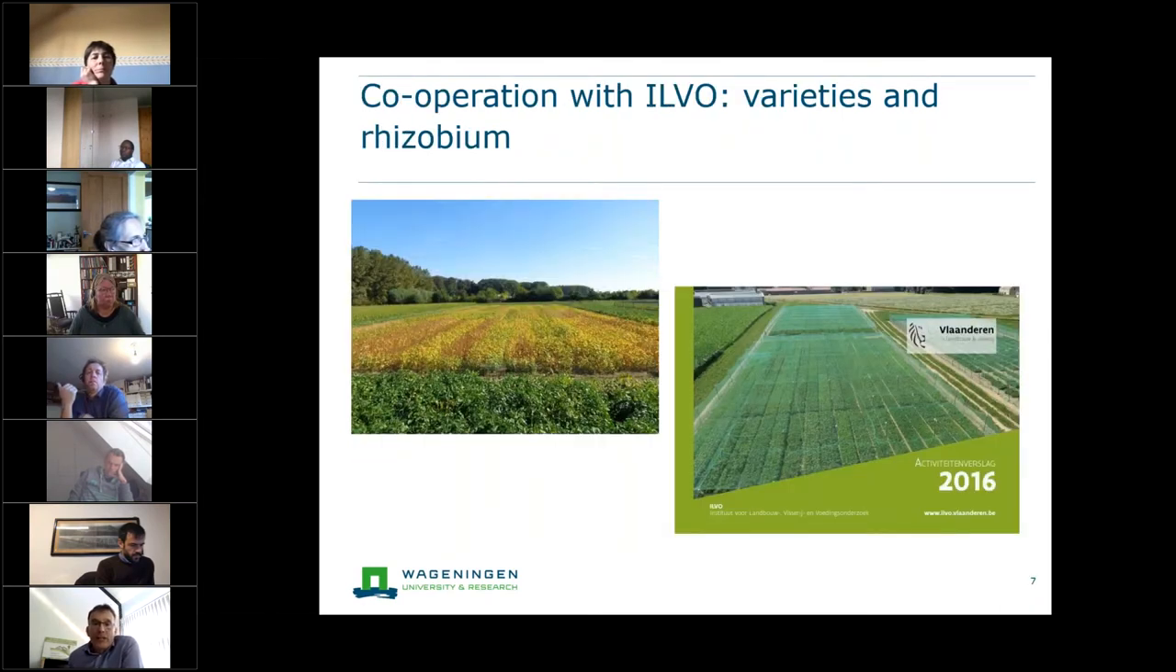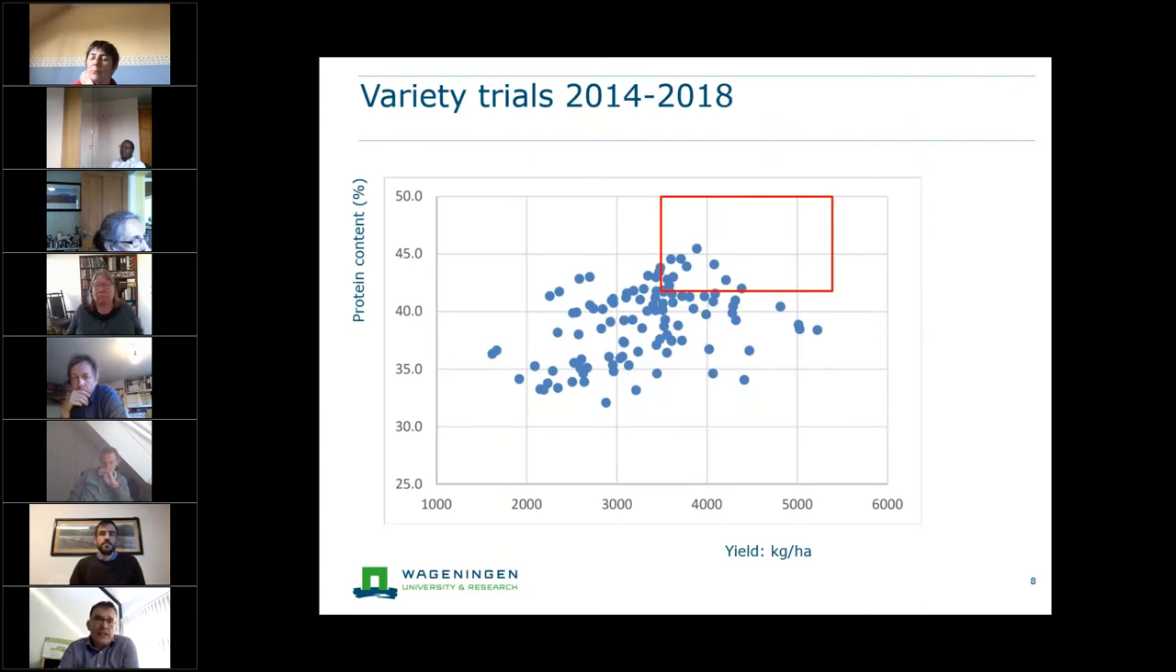As I said, we cooperated with ILVO on varieties and rhizobium research, and that also helped us advance more quickly. Now, these are variety trials from 2014 and 2018. And you see here the protein content in this graph and the yield.